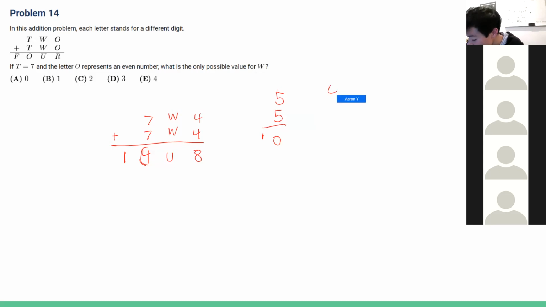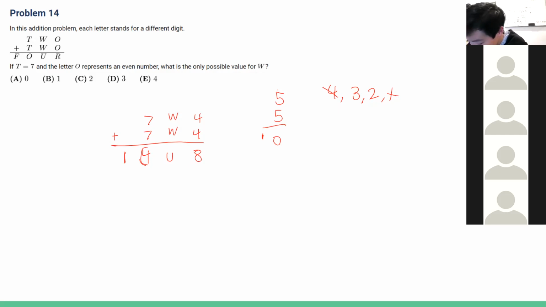So what are our options? Our options are 4, 3, 2, and 1. So looks like 1 is taken. Looks like 4 is taken. And so our options are 3 and 2. So do you guys know why it would be 3 or 2? This one's actually pretty tricky because we have to go a step further.